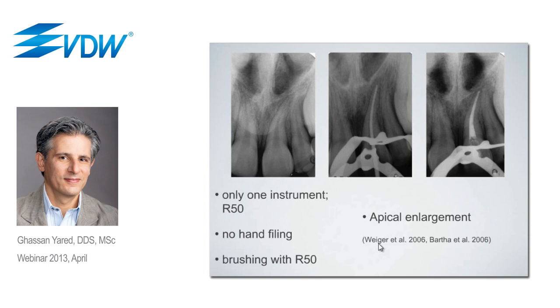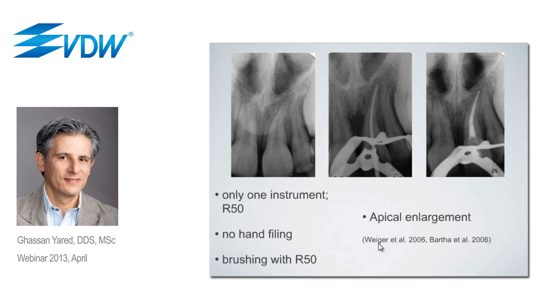As I said earlier, the Reciproc instruments can be used in a brushing motion at any time of the canal preparation, at the beginning to obtain a straight line axis, or at the end to have a greater taper. And the Reciproc instruments are very efficient in a brushing motion. Now, in a case like this one, if an apical enlargement is needed, it can be done very easily.